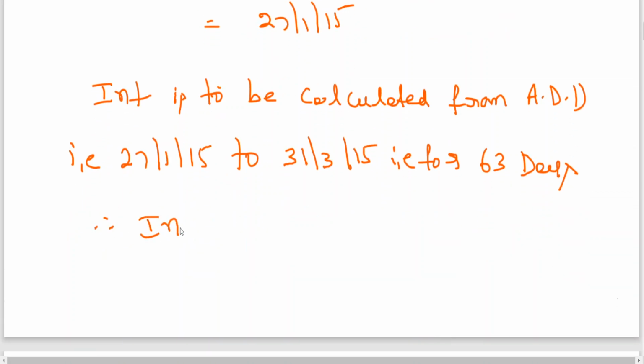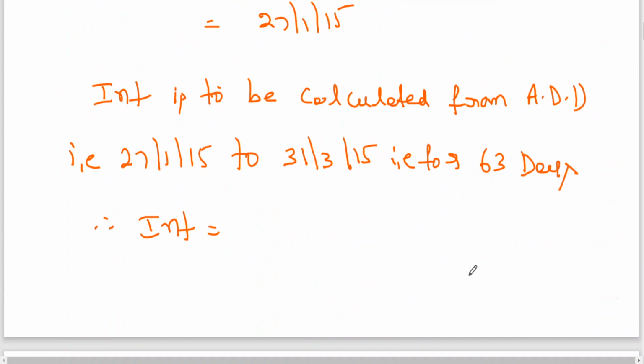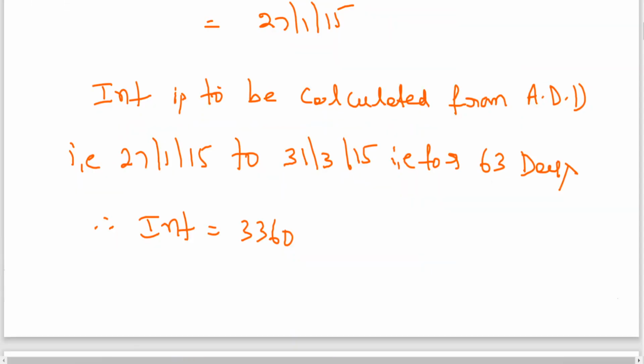Therefore interest is equal to, what is the total amount? 3,360. Rate has been mentioned here, 5% per annum, into 63 by 365. Okay, so 3,360 into 5% into 63 by 365. You are getting interest of 28.99. It is nothing but 29 rupees approximate.